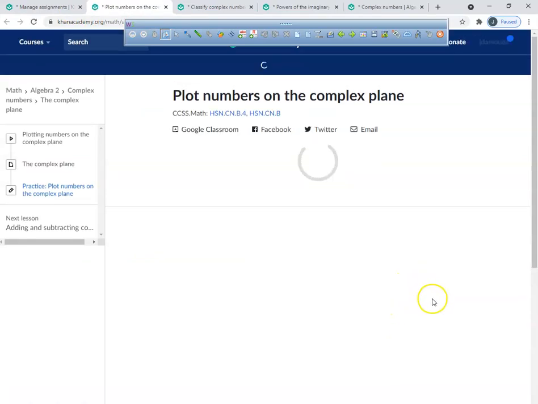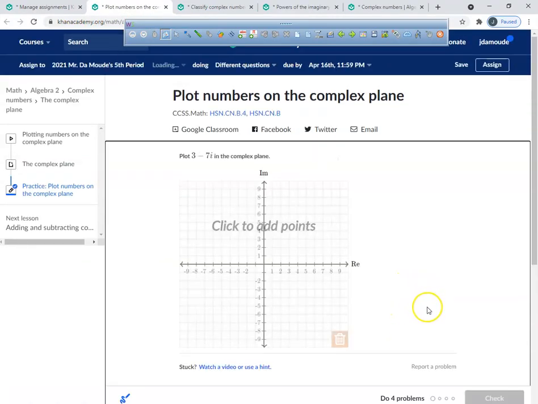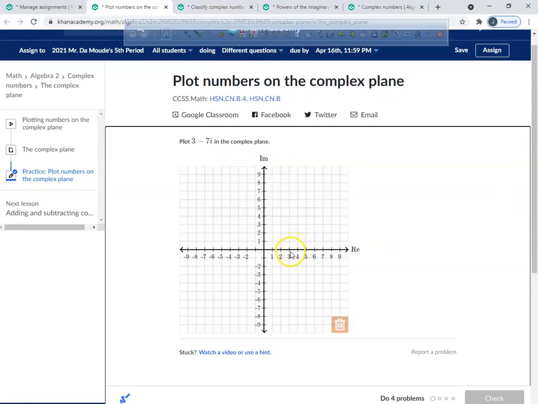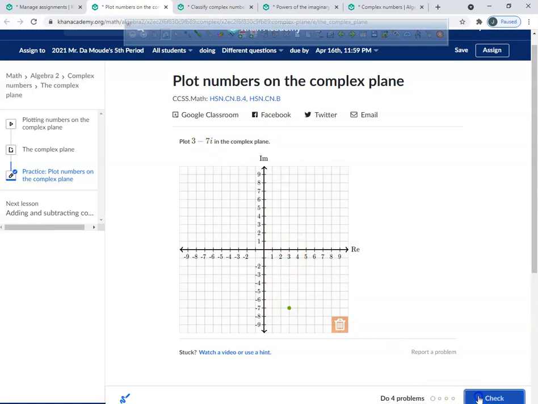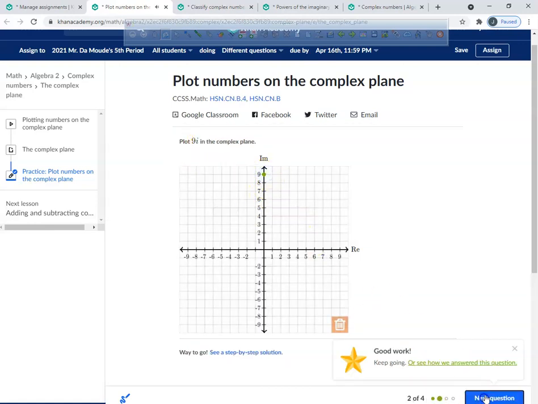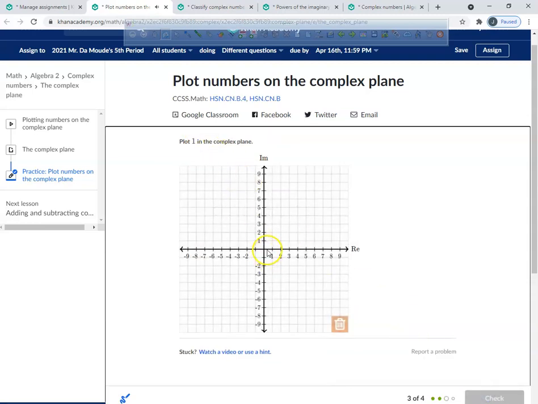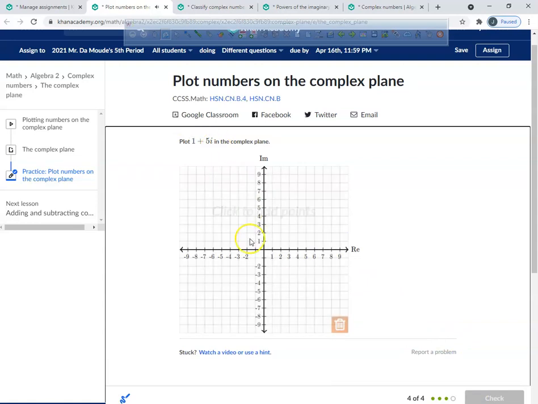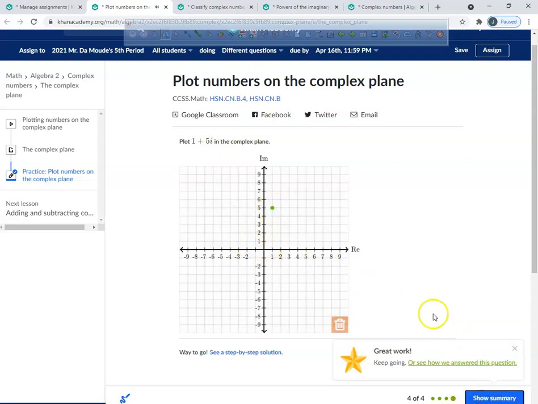All right, let's do. I want at least one hard one. Okay, finally. 3 minus 7i. So what do we have to do? 3 in the positive, -7 on the imaginary axis. Boom. That's 3 minus 7i. Finally. 9i. 1 plus 5i. Boom. That's how easy it is.